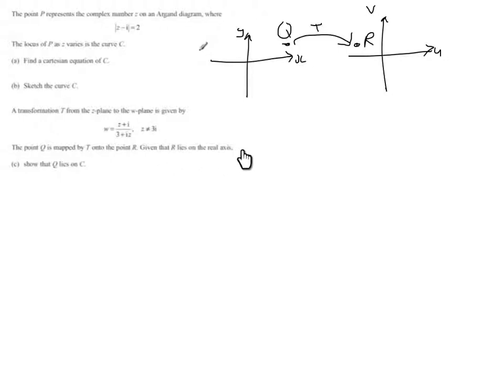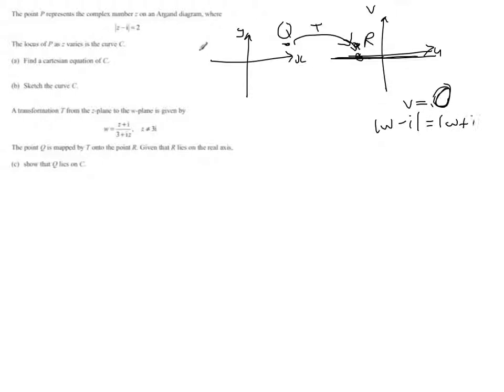R lies on the real axis. Okay, let's put you on your real axis. So I've got two ways of describing the real axis, haven't I? I've got v is 0, or I've got the real axis is the perpendicular bisector of i and minus i.